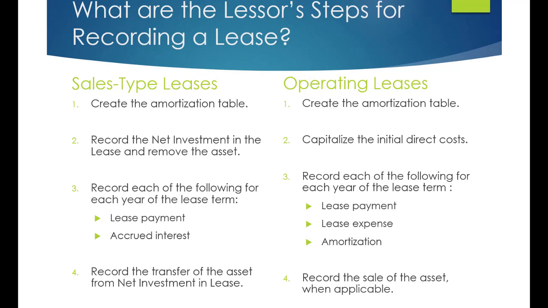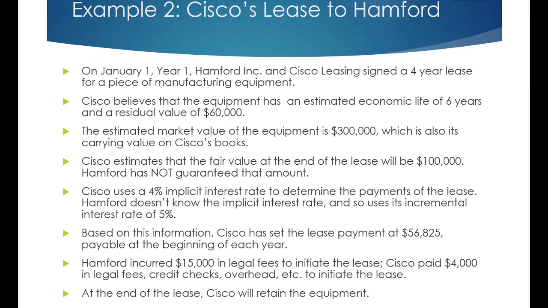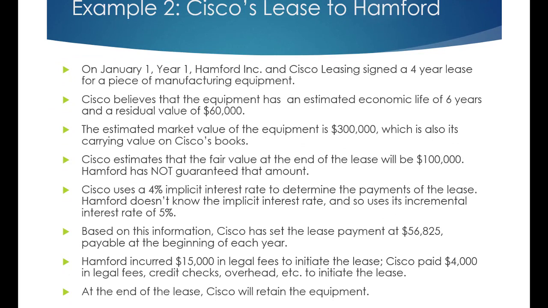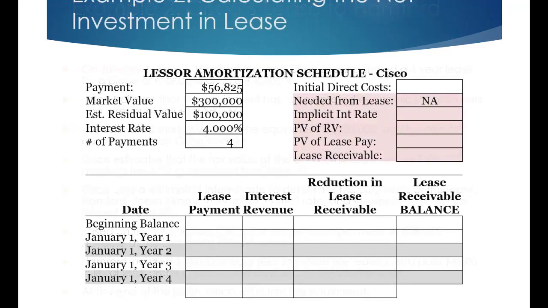So with this focus on sales type and operating, we need to do an example so we can see how they come together. And we need to start with an amortization table. So first off, here's the problem that we're going to look at. Same exact scenario as we did before, Hanford and Cisco, only this time we're going to focus on what Cisco was doing. So with that, I'm not going to go back through the numbers. They're the same numbers as we had before. You can pull them up yourself.